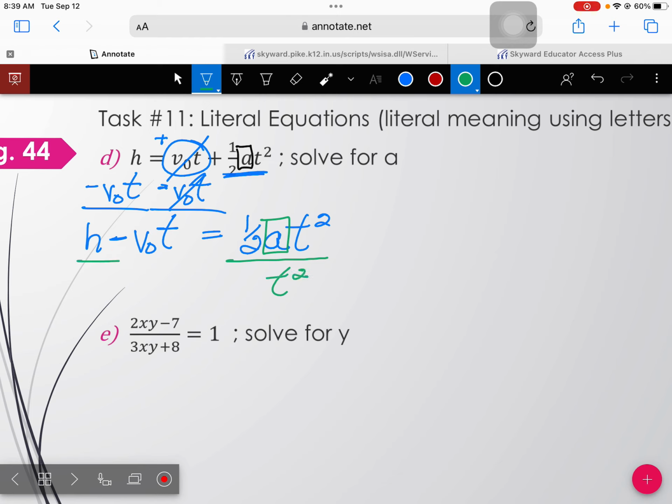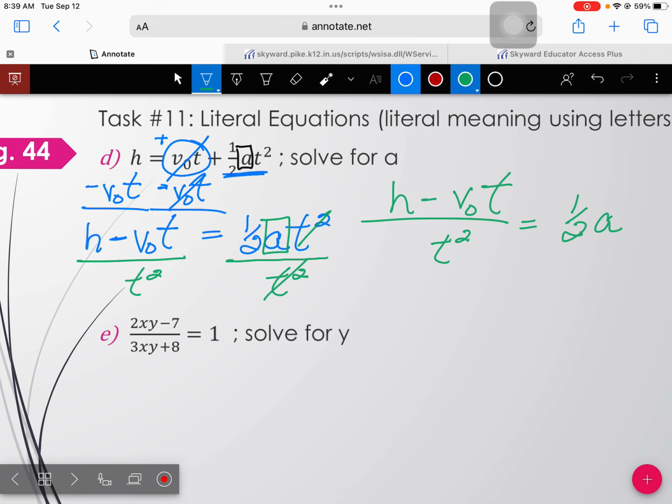So we can't divide by a fraction, not very easily. So multiply by its reciprocal, which is 2/1. Multiply on this side by its reciprocal, which is 2/1. The 2 and the 1/2 simplify out. So A is equal to 2 times H minus V sub 0 times T, all divided by T squared.